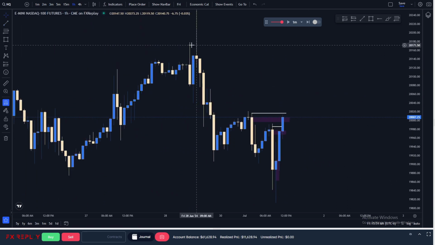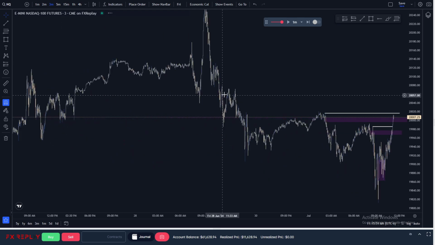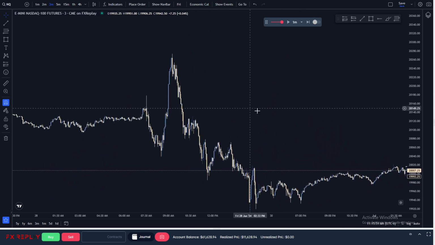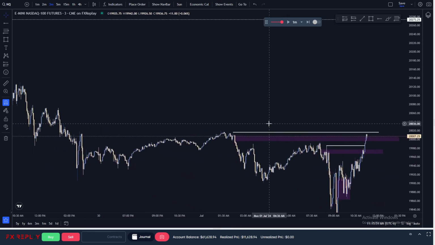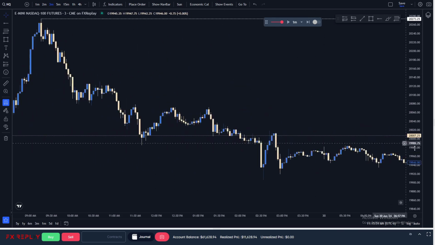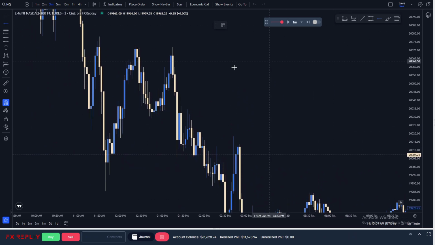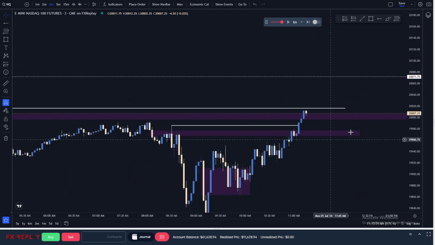Targeting the data highs from earlier. Oh wait, is there data highs? No, there's no data highs. I mean, we could target New York session highs. But that's pretty high. Maybe we have equal highs. That would be a good target. Yeah, we have equal highs right here. Okay, let's see if this trade were to play out.